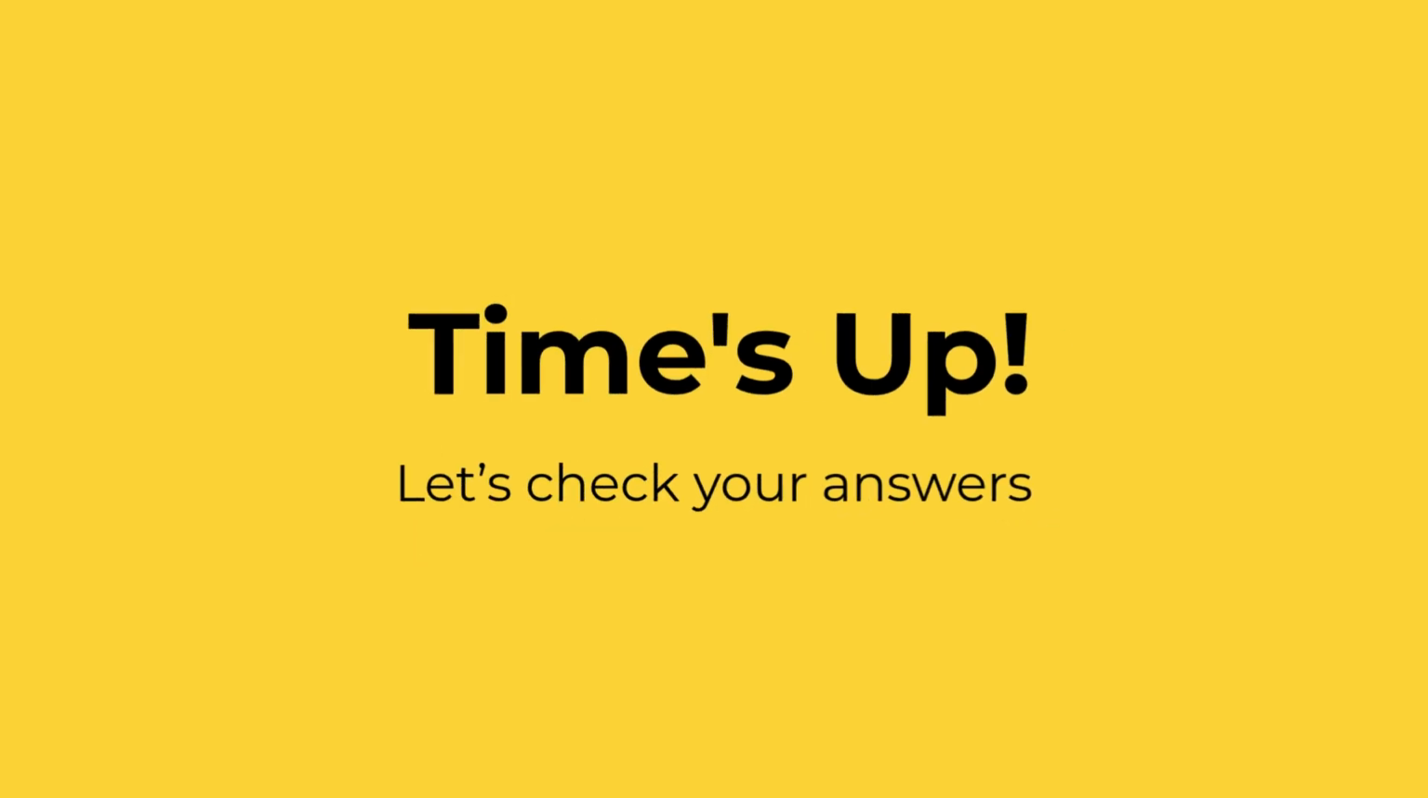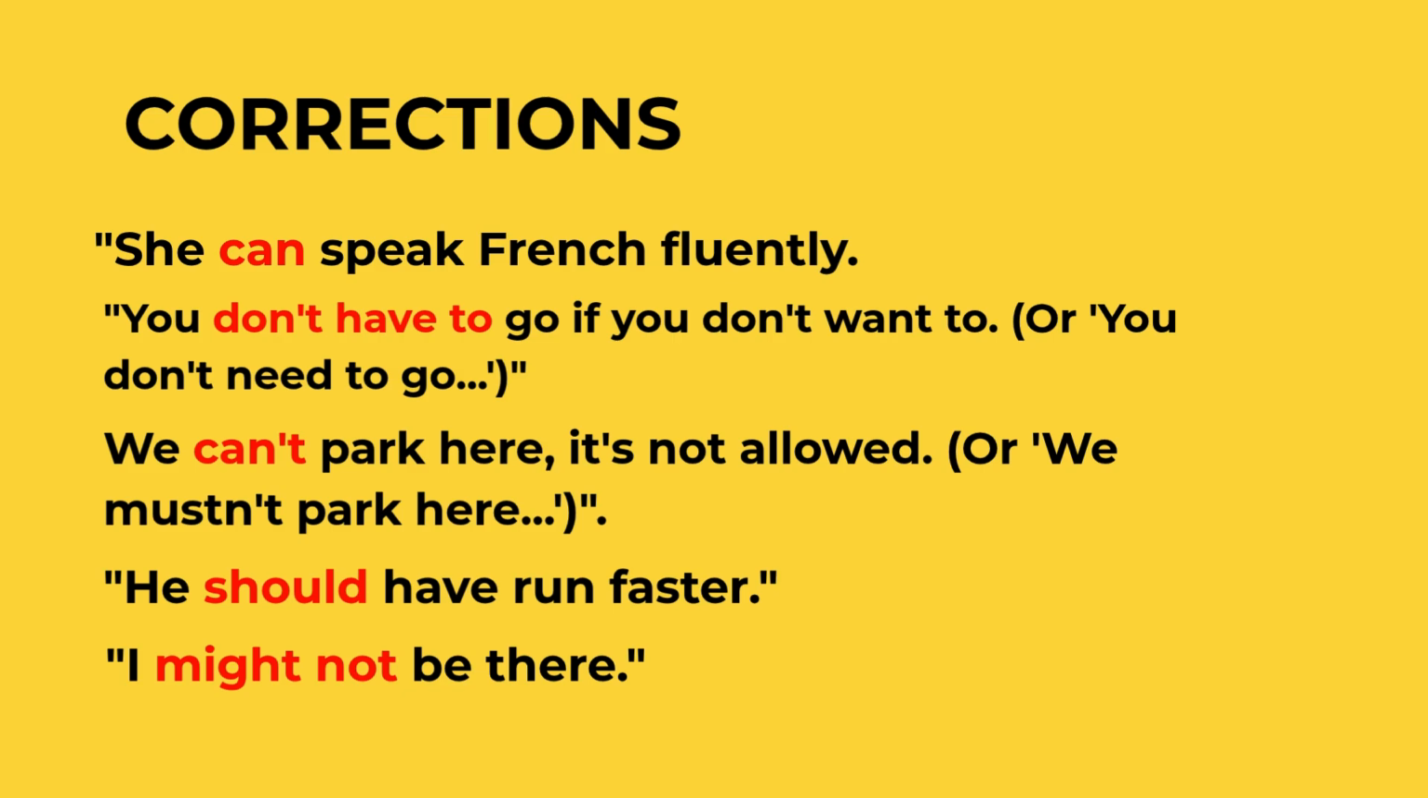Let's check your answers. For the first one, it should be she can speak French. We take away the s from cans. Next, you don't have to go if you don't want to, or you could say you don't need to go. Mustn't means you're not allowed. But the sentence says if you don't want to, which means it's your choice.